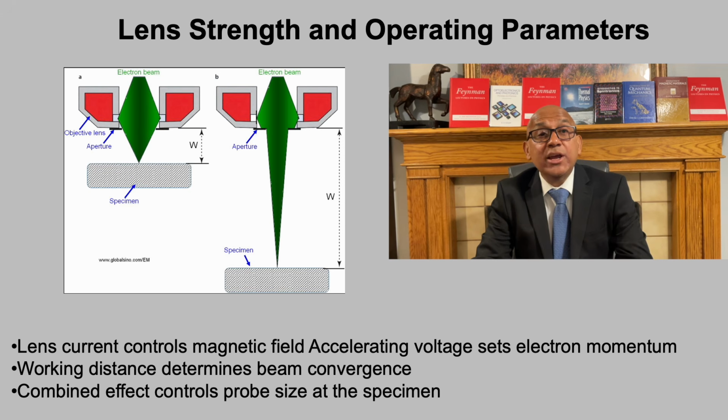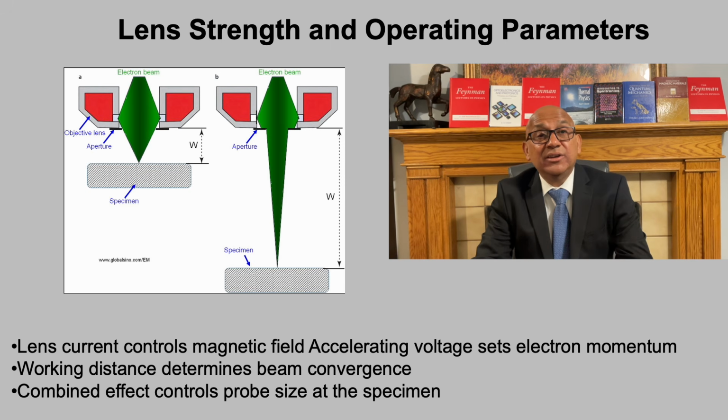The accelerating voltage also plays a key role. Higher energy electrons have greater momentum, so they are deflected less by the same magnetic field. As a result, increasing the accelerating voltage weakens the focusing action of a given lens current.